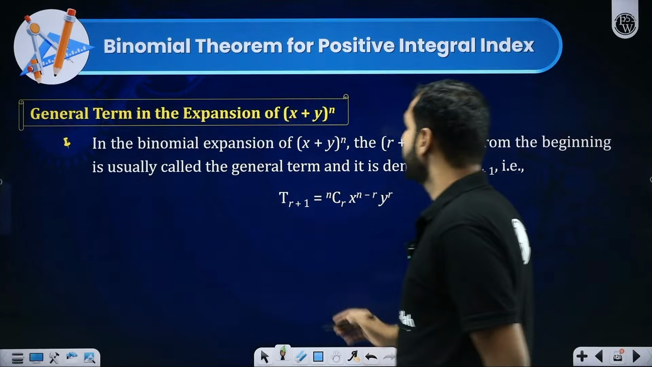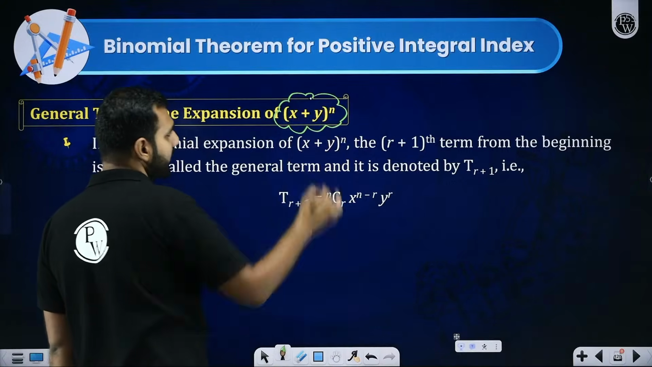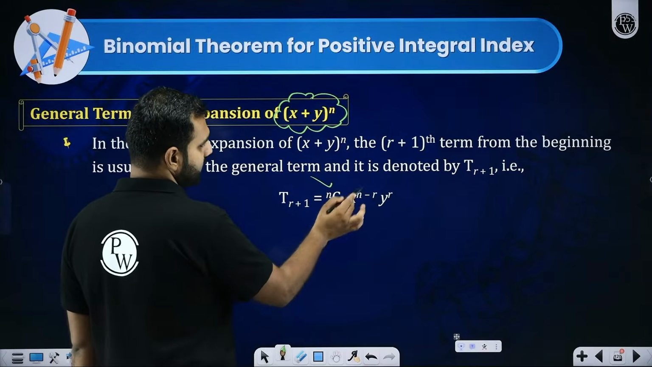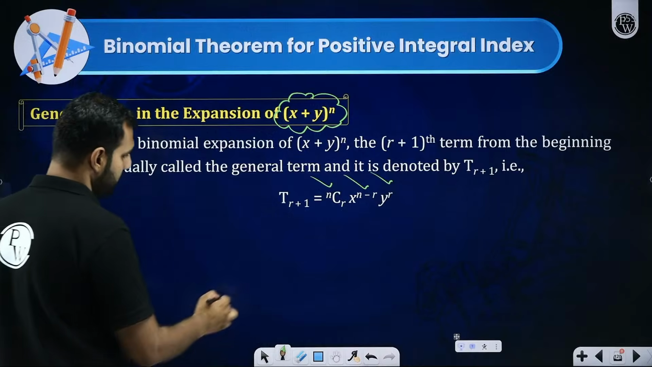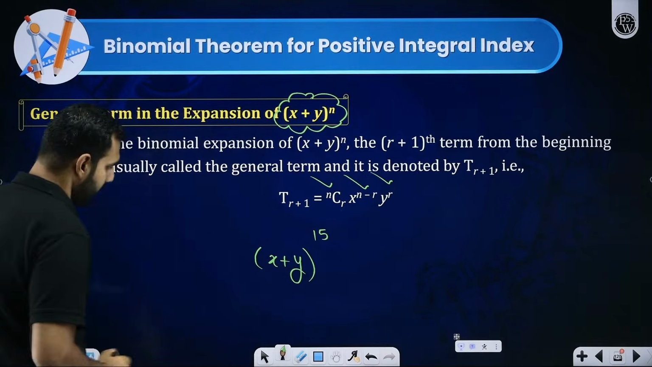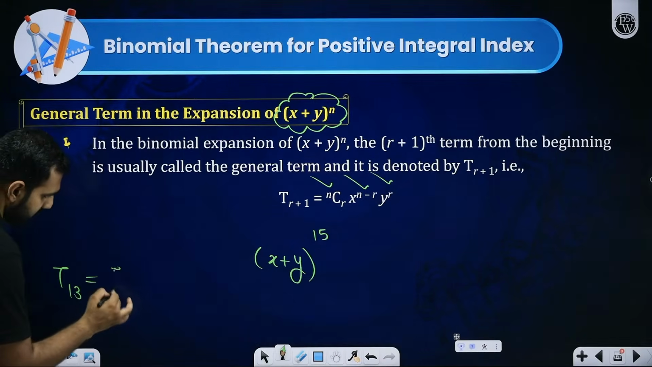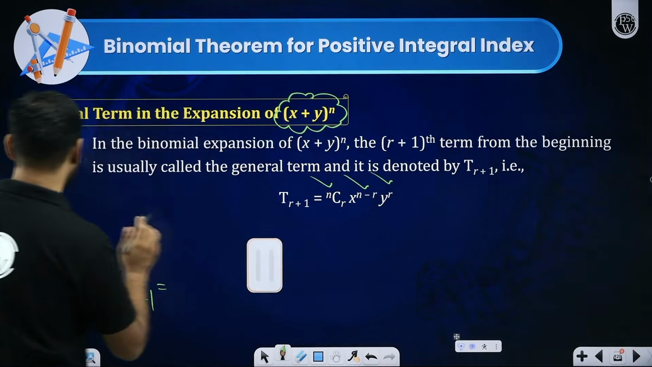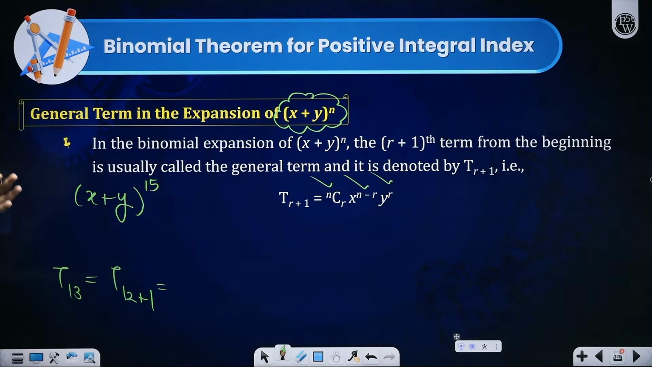If I ask you the r plus 1th term in x plus y to the power n, it is given by nCr x to the power n minus r, y to the power r. Let's say, for example, if I ask you x plus y to the power 15, and I'm asking you to write the 13th term. So T13 is T12 plus 1. So it will be given by x plus y to the power 15, right? I'm asking you the 13th term.